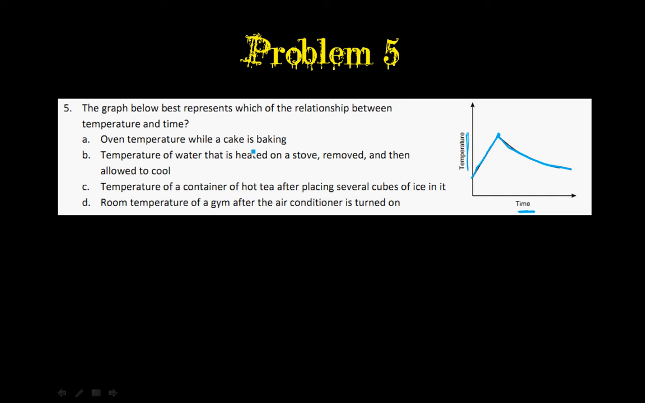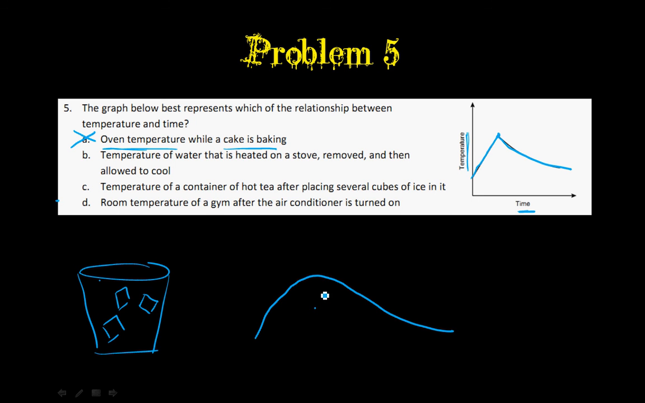If we're baking a cake and measuring the oven temperature, it wouldn't have a sudden downfall because it doesn't say anything about taking it out of the oven. So that one's definitely wrong. If we look at C, it says temperature of a container of hot tea after placing several cubes of ice in it. If you've ever put ice in hot tea, you'll notice that it doesn't get cold right away. You have to wait for the ice cubes to melt a little bit. So while it does go up, you would see a more gradual curve down. It wouldn't have this sharp peak, because it's not like your tea is suddenly cold.